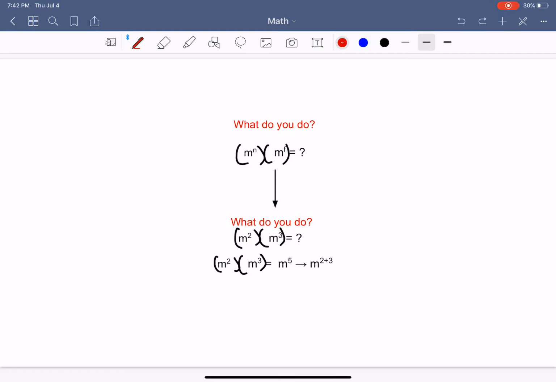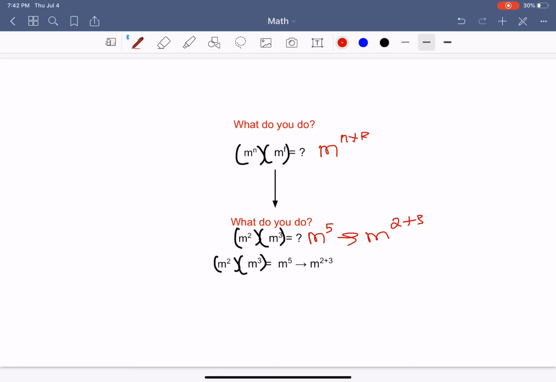What would that be? Well, you might say right away that that's just m to the power of 5. Well, how did you get that? You got m to the power of 5 because you added 2 and 3. So since that's what you did if there were numbers, do exactly the same thing with the variables, because the variables are just numbers, right? So you just do m plus f, that's the answer.